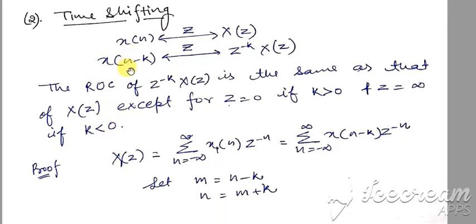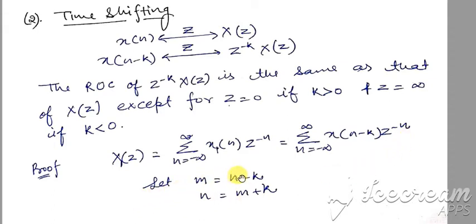Let us say we wish to calculate the Z transform of x(n minus k). Now from the formula, X(z) is equal to summation n is equal to minus infinity to infinity x1(n) z raised to the power minus n. Let x1(n) is equal to x(n minus k). So we will put the value of x1(n) here. Summation n is equal to minus infinity to infinity x(n minus k) z raised to the power minus n.